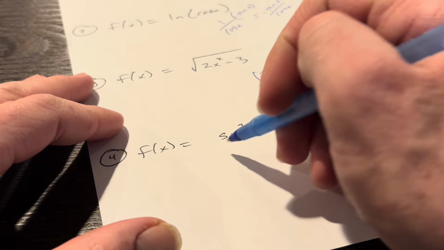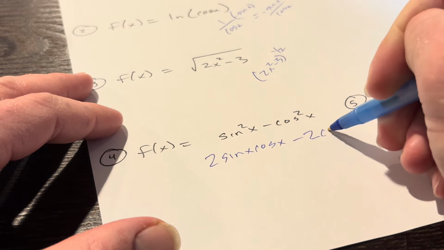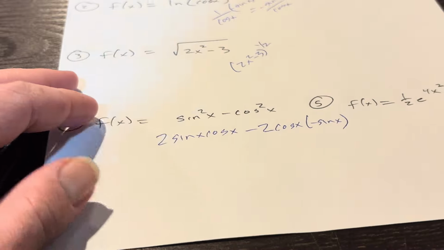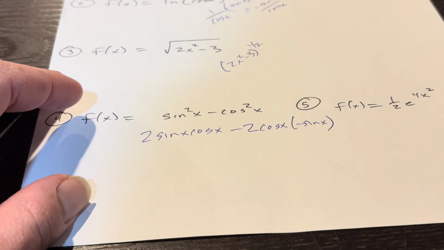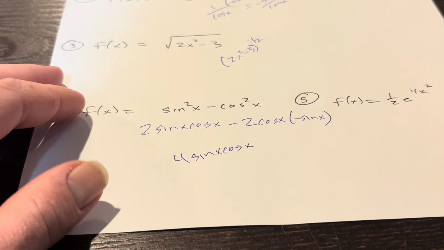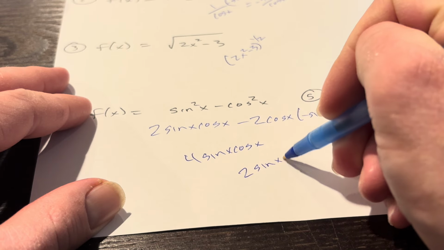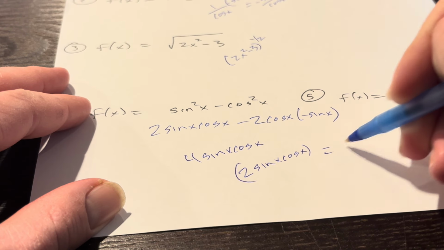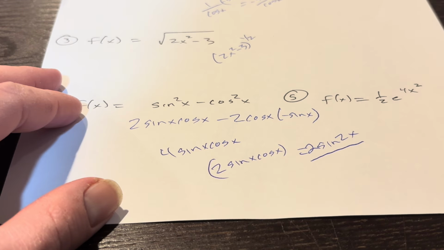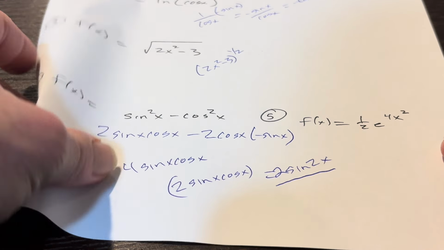This could be interesting. 2 sine, the derivative of sine, minus 2 cosine, the derivative. So this is going to be 4 sine x cosine x as the first derivative. Remember, 2 sine x cosine x is equal to sine 2x, so this would be 2 of them. That'll be the first, and then that's the easy second derivative.